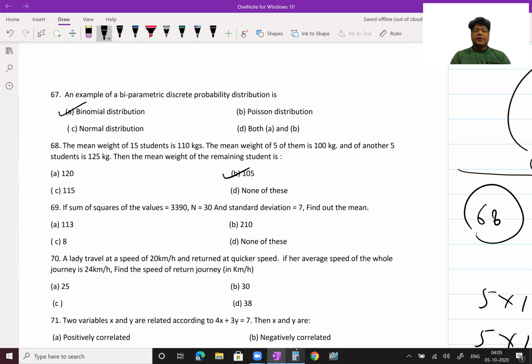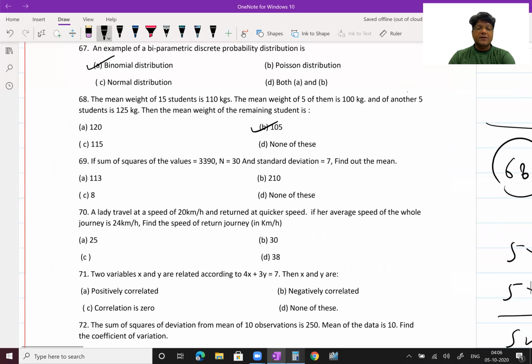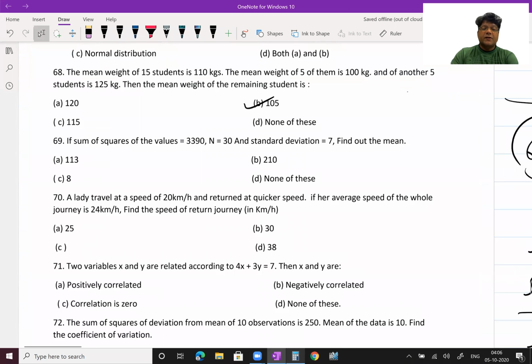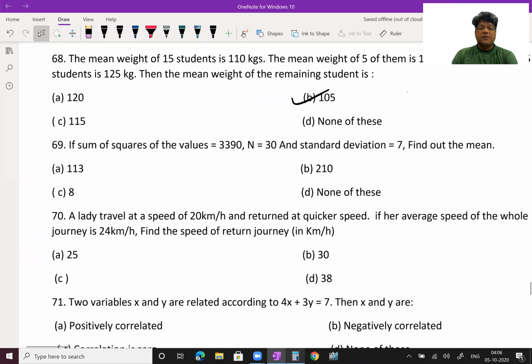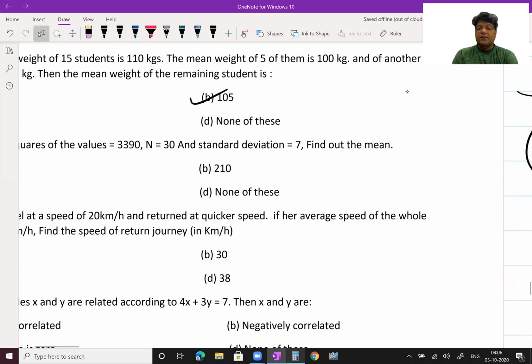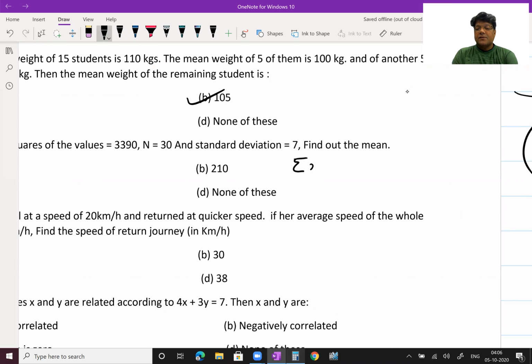Now 69, an easy question. The sum of squares of the values, that means summation x square, is given as 3390. N is equal to 30. The standard deviation is 7, sigma is equal to 7. Then find out the mean.